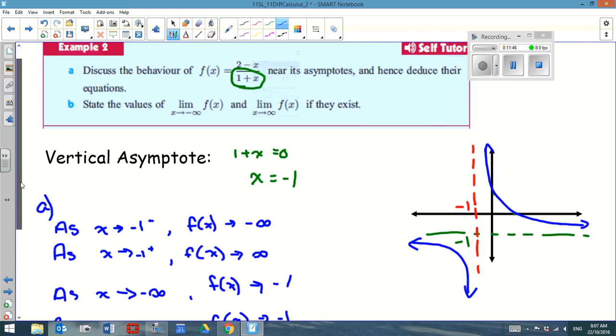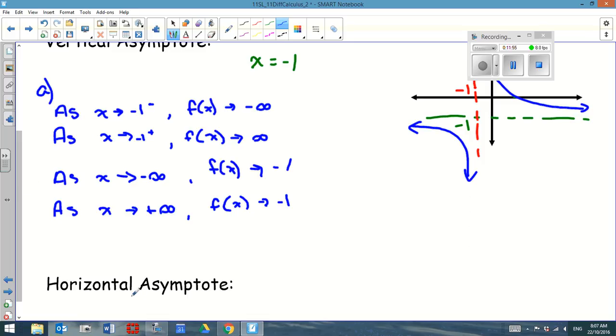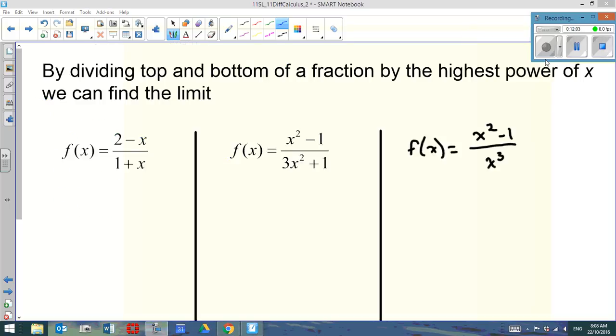So in part B, it says state the values of the limit as x approaches -infinity and positive infinity if they exist, and they did. And that was my horizontal asymptote. So we can say the horizontal asymptote occurs at y equals -1. So we've taken a look at how to analyze and find your horizontal asymptote from a graph. However, how would we do that algebraically?